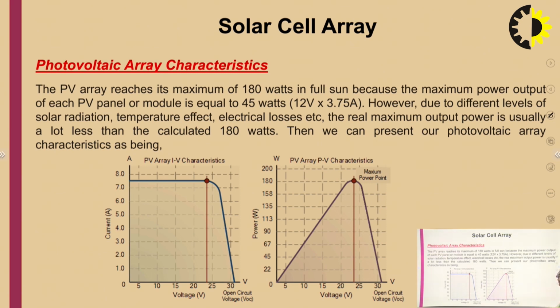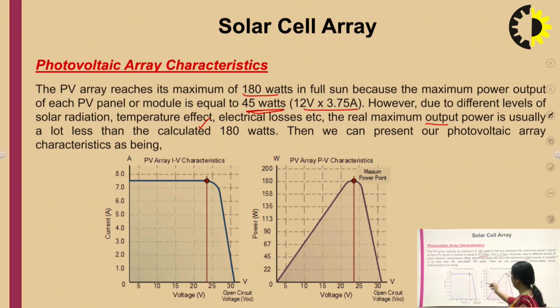So these are the characteristics. You can see here the IV characteristics, and this is the power versus voltage characteristics. The maximum power here is 180 watts when the sun is full, because the maximum output power of each panel or module is 45 watts, that is 12 into 3.75. Due to different levels of solar radiation, temperature effects, electrical losses, etc., the real maximum power is usually less than 180 watts.